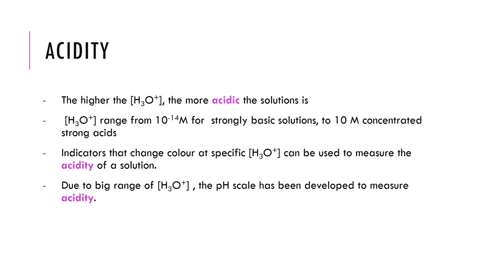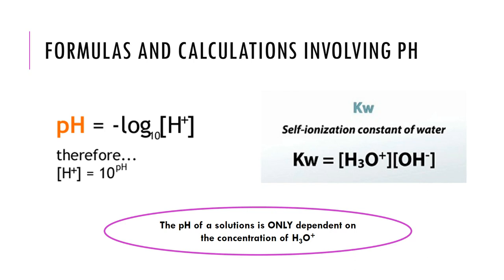So for concentrations of H3O plus, okay, they range from 10 to the negative 14 molar for strongly basic to 10 molar for concentrated strong acids. And 10 molar is the strongest concentration of HCl or sulfuric acid that we can get, and we refer to that as concentrated, or conc for short. Indicators that change colour can be used to measure the difference in acidity of that, and we've seen that already. Okay, but because the pH scale has such a large range, that's why we find that it's that times 10 difference in concentration.